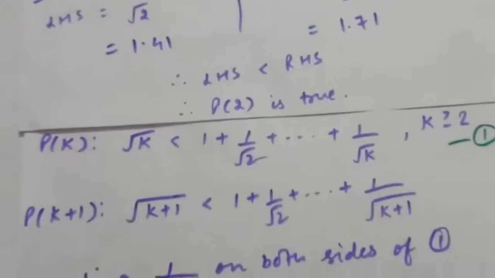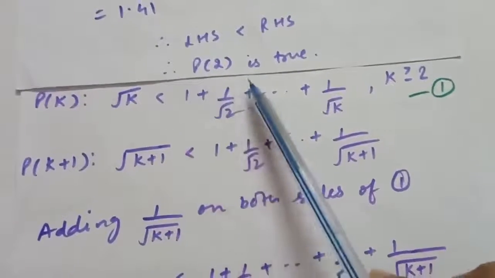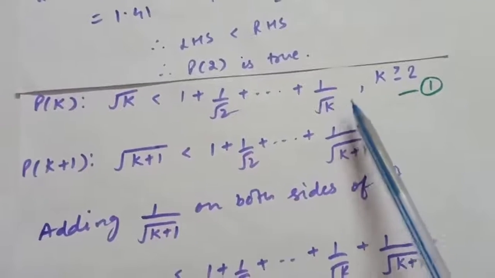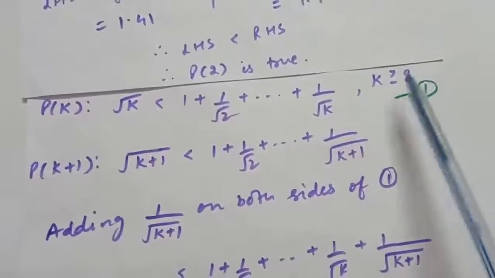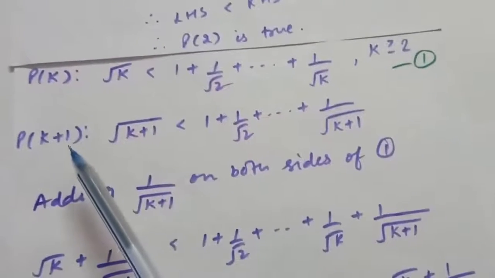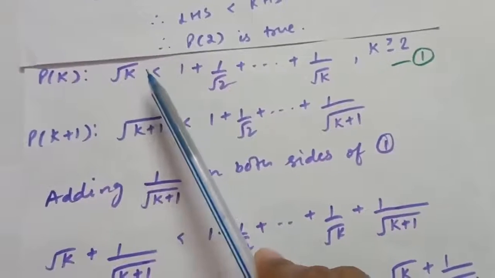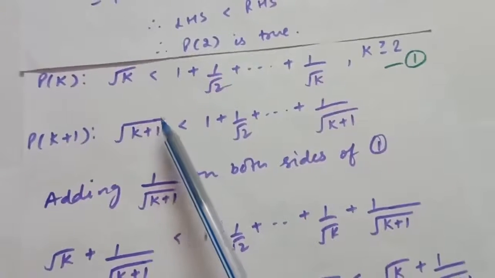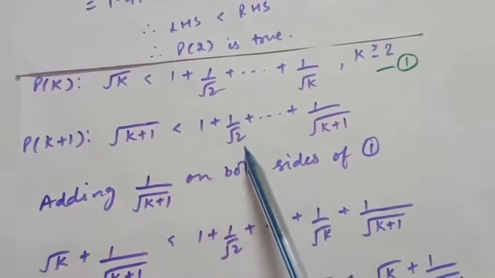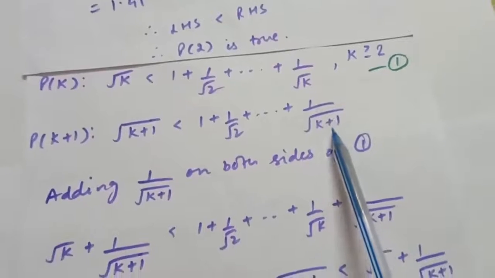Now we will assume that the statement is true for k. So P(k) will be root k is less than 1 plus 1 upon root 2 plus so on up to 1 upon root k. Where k is from, you have to mention this. This is important: k is greater than or equal to 2. Now we have to show that P(k+1) is true. P(k+1) will be, in place of k, just write k+1. So root (k+1) is less than 1 plus 1 upon root 2 plus so on up to 1 upon root (k+1), right?